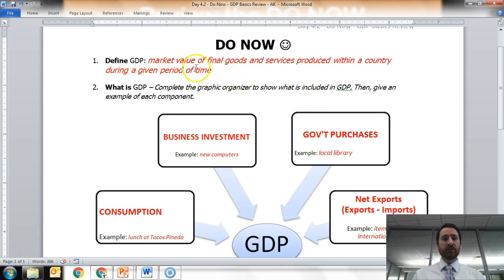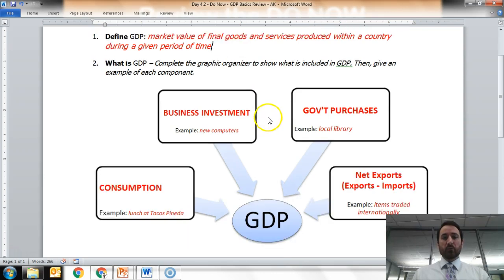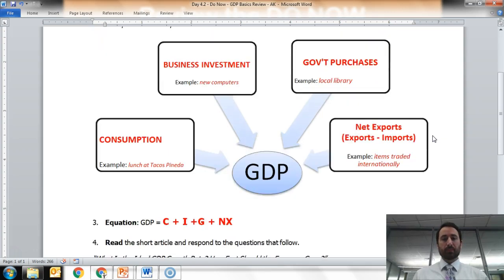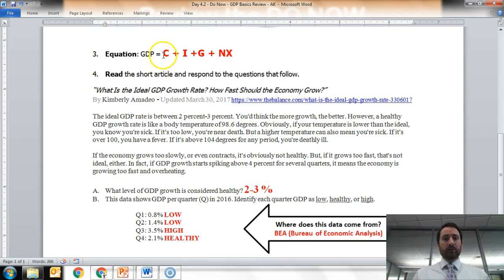Our definition for GDP: market value of final goods and services produced within a country during a given period of time. An important word here is final. And then the 4 components of GDP would be consumption, business investment, government purchases, and net exports. We'll look a bit more closely at each of these in a little bit. For the equation, we abbreviate that C plus I plus G plus NX: consumption plus business investment, government expenditures or government spending, and then net exports, exports minus imports.